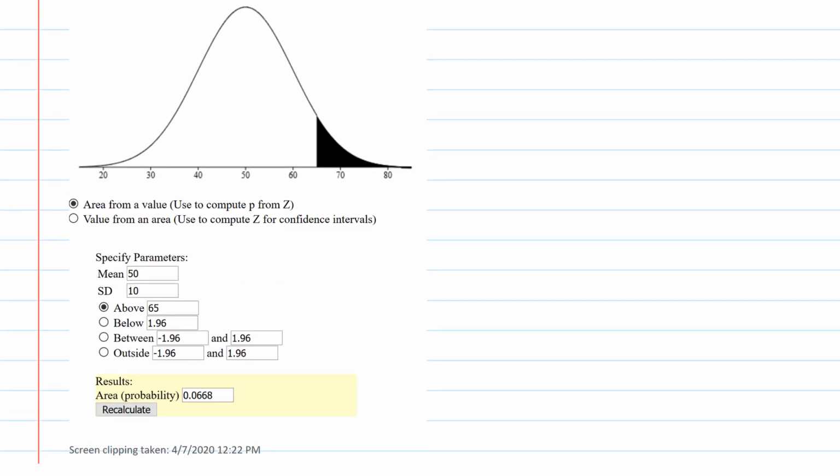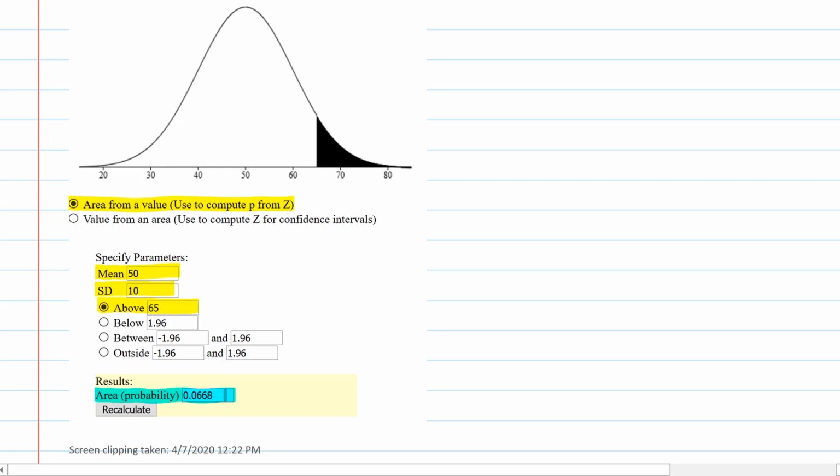So once again, we chose the area value from an area, and we filled in our mean of 50 and our standard deviation of 10. And then we chose to put in that we wanted x above 65. And then if you take a look down at the bottom, it gives you the calculated area.